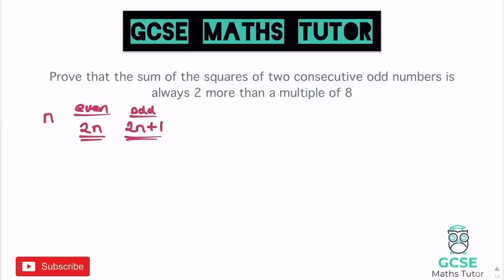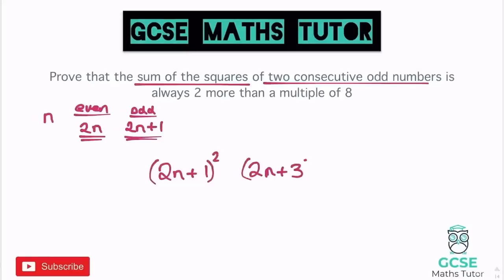So 2n plus 1 is our little expression we're going to use for an odd number, but it says the sum of the squares. So that means add them together once they've been squared, and it's 2 consecutive odd numbers. Well, I've got one odd number there, 2n plus 1, so my next odd number would be 2n plus 3. To get to the next odd number we'd add another 2 to it. So the numbers that I've got are 2n plus 1 and 2n plus 3. And it says the sum of the squares, which means we've got to square them. So I'll square them both, and the sum means to add, so we're going to add them both together.